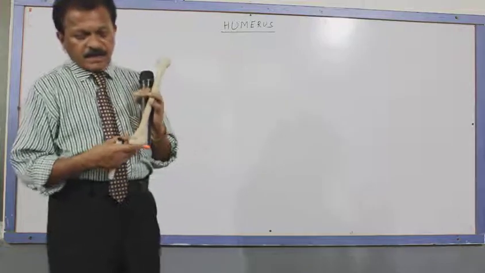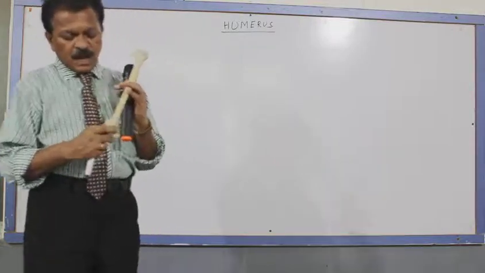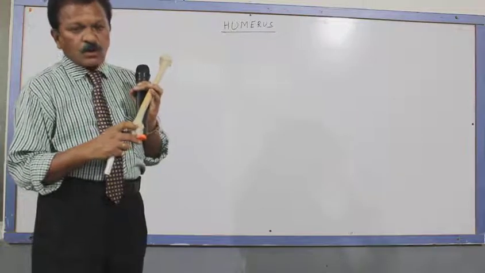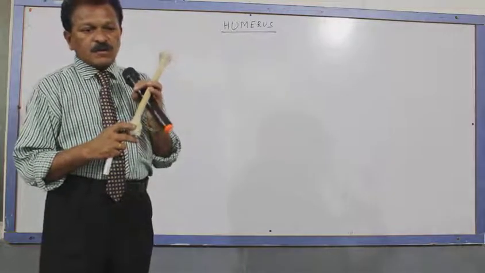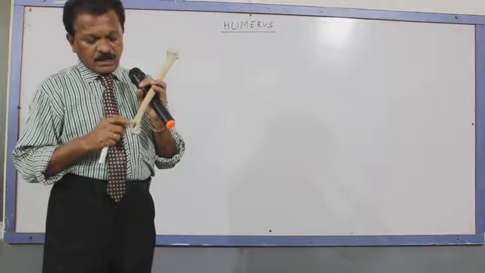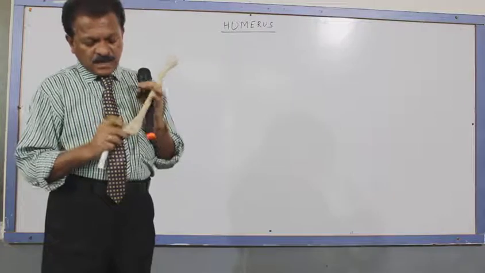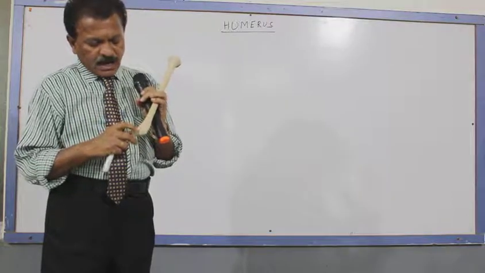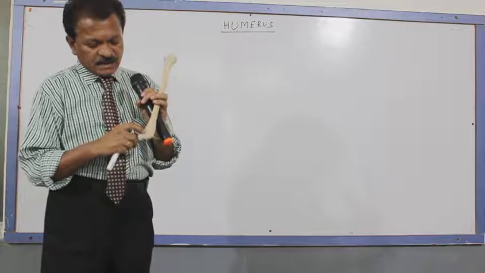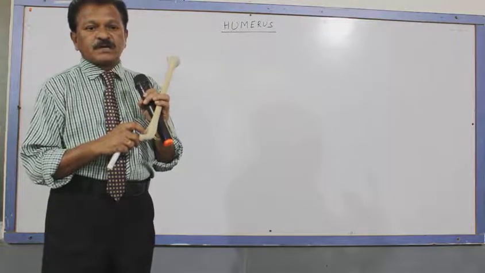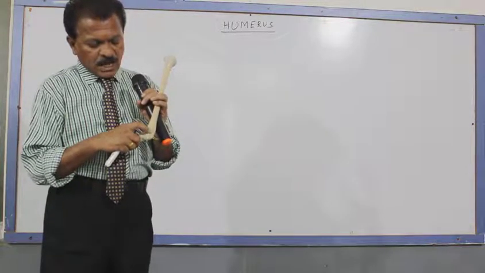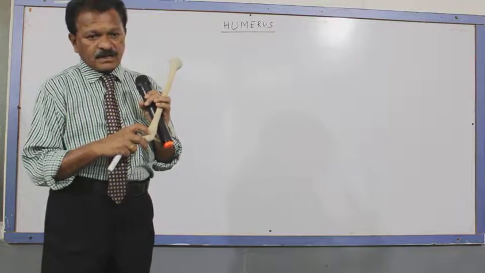And inferiorly, in the lower end, on the posterior surface, there is the olecranon fossa. So this olecranon fossa is placed in the lower end, on the back side. And in the lower end on the lateral side, there is a radial fossa, and here there is an ulnar fossa in the lower end.